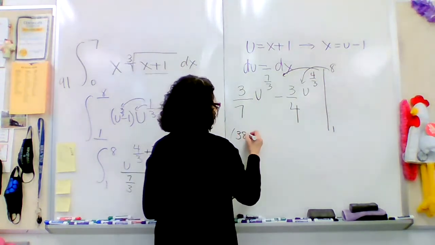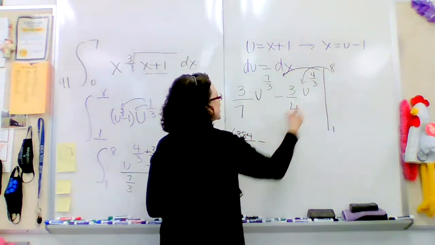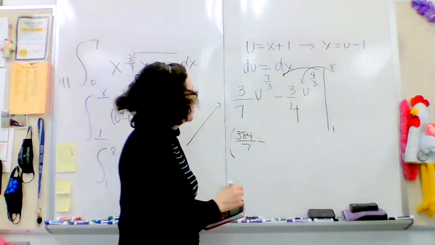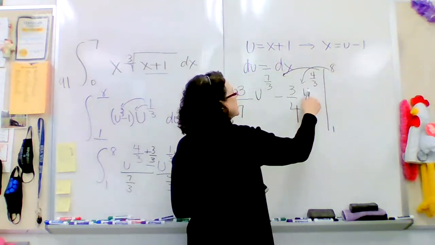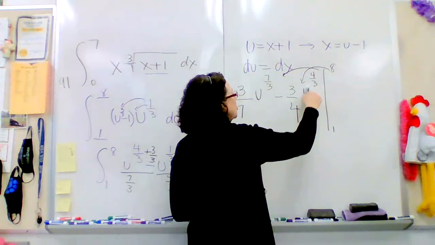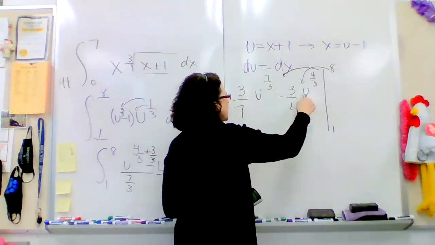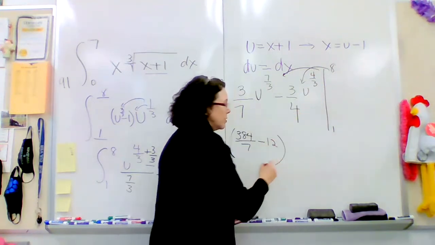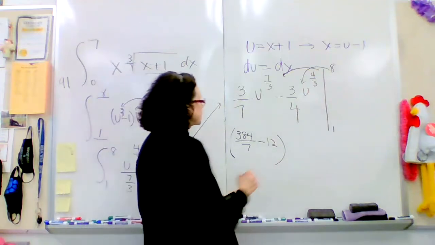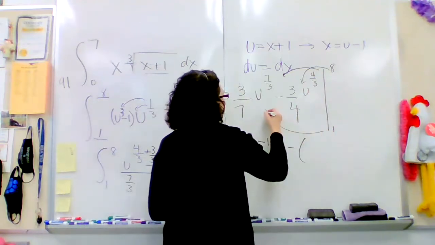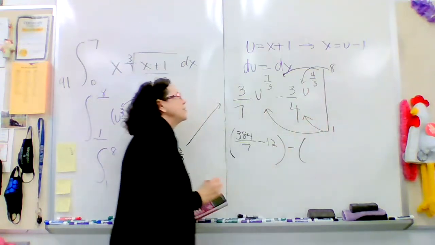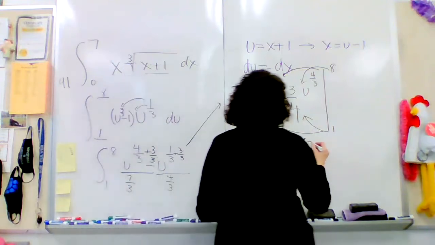384 over 7 minus, let's see if this looks better. This is the cube root of 8, which is 2. 2 to the 4th is 16. 16 divided by 4 is 4. I think I get a minus 12 there. Minus my f of a. Oh, that's better. 3/7 minus 3/4.